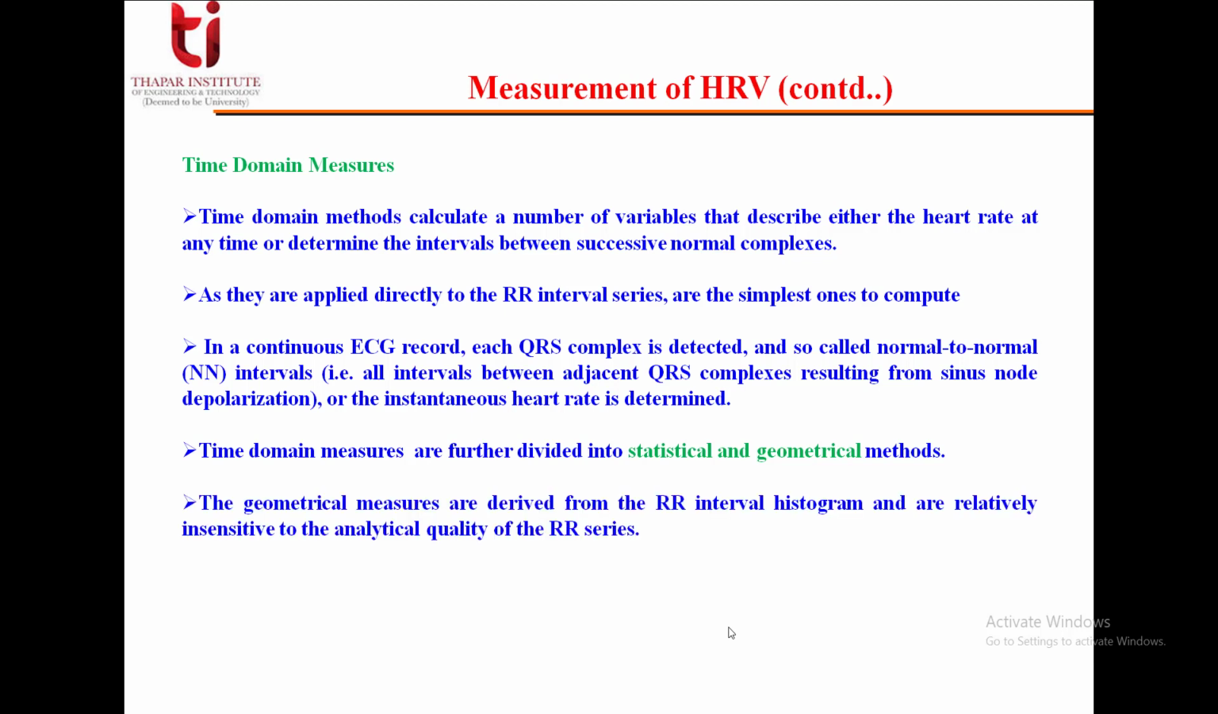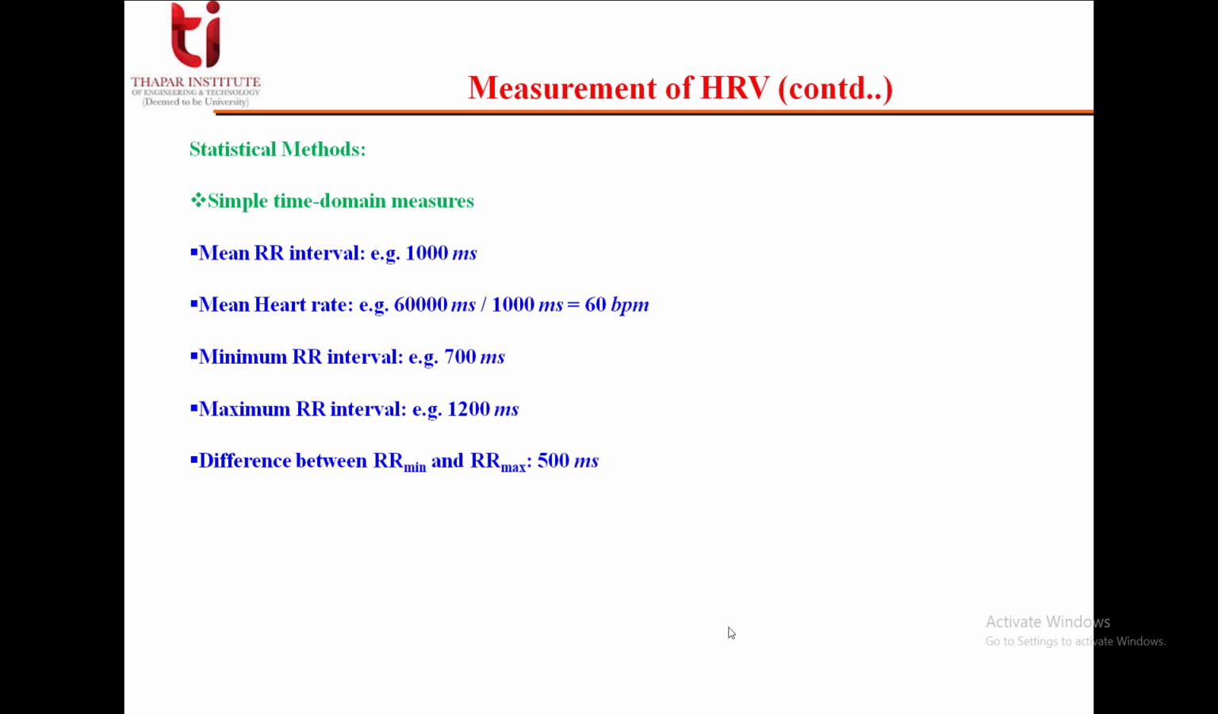The geometrical measures are derived from the RR interval histogram and are relatively insensitive to the analytical quality of the RR series. The current geometric methods are not very appropriate to evaluate short-term recordings. So we'll start discussing now about statistical methods.